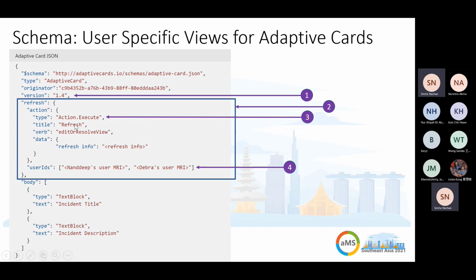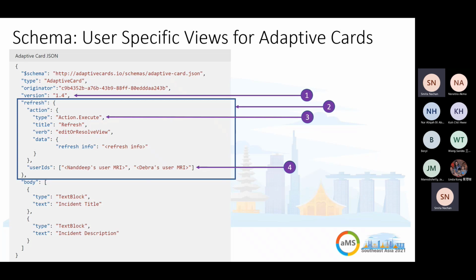And then it accepts something called user IDs, which is an array of the user IDs, specified as an MRI. We will see how we will be able to get those MRIs. What will happen is that for all of the users who are specified in this array, this particular adaptive card will be refreshed.